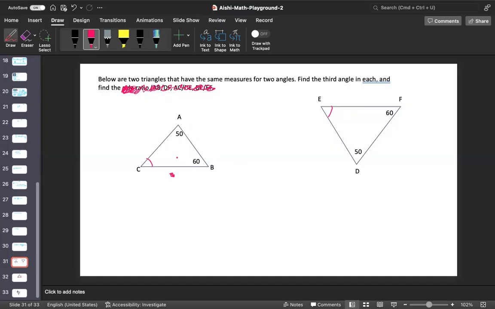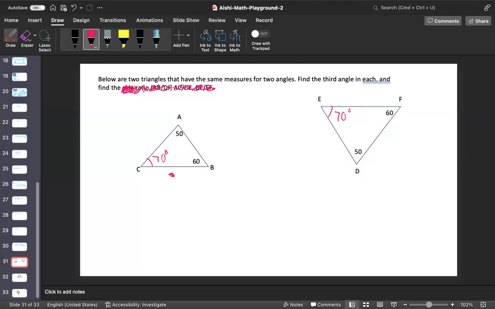So we know the inner angles of a triangle add up to 180. So 50 and 60 make 110, which means the other angle will be 70. And EFG will be the same because 50 plus 60 is 110, but also because if you flip ABC over, the 70 would be right up here.